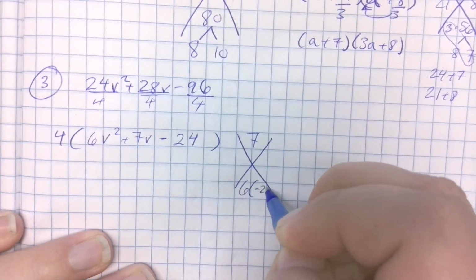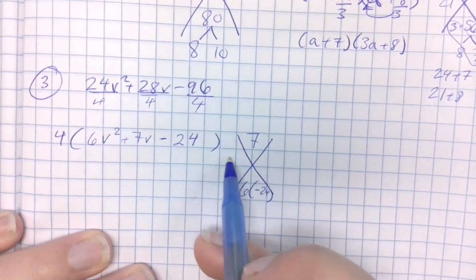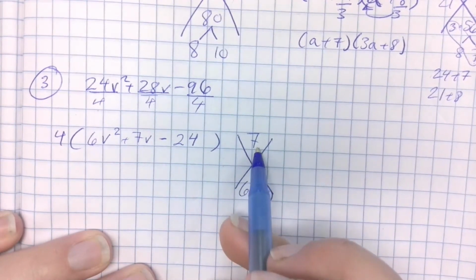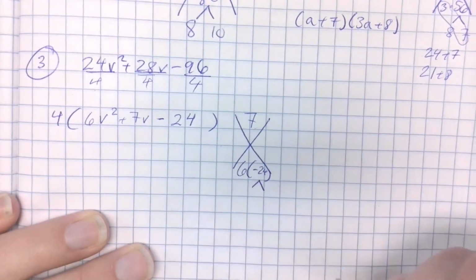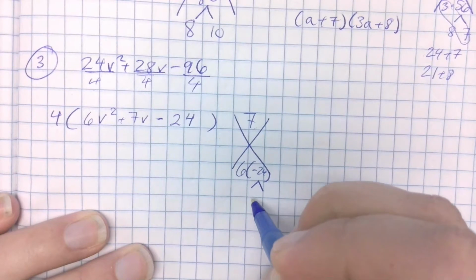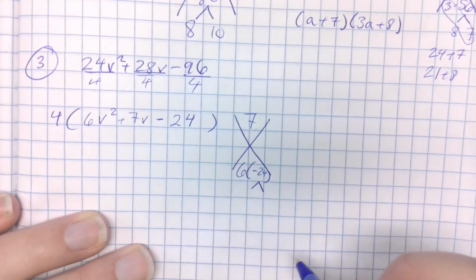6 times negative 24. Okay? The negative is important because that means one of these is going to be negative. Is there any way for 6 and 24 to add or subtract to 7? No, so we're going to need to break this down some more. Why don't we look at 6 and 4, or 3 and 8, or 12 and 2? Which one do you guys want to do?